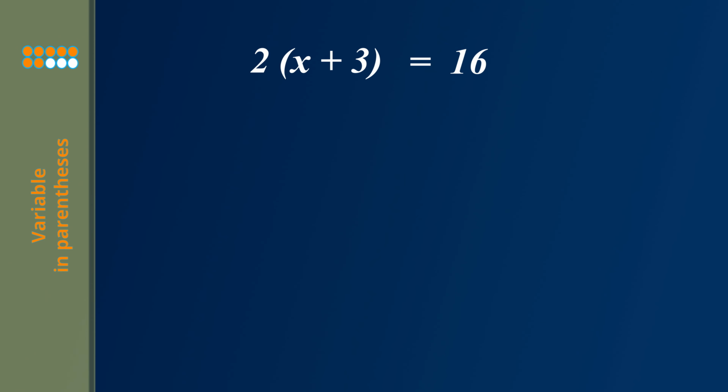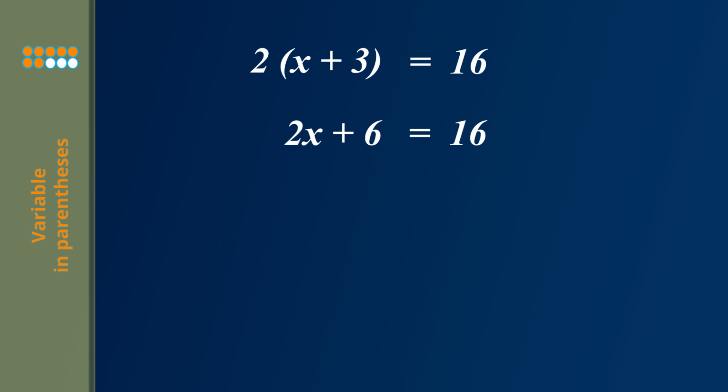This next example has parentheses. 2 multiplied by (x plus 3) equals 16. We will multiply what is inside the parentheses by the 2 outside. So 2 times x is 2x and 2 times 3 is 6. That's 2x plus 6 is 16.